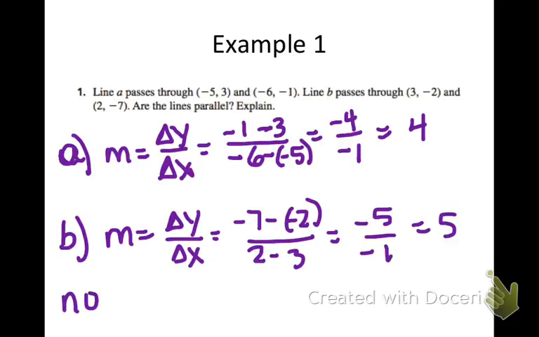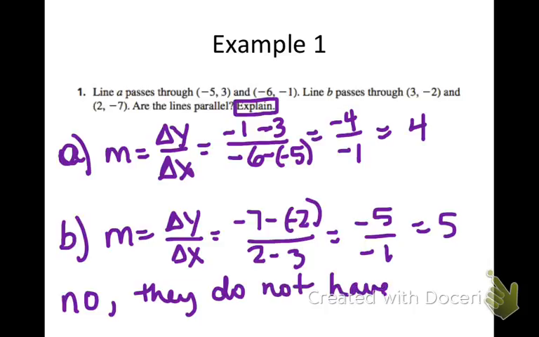So the answer is no. And the reason, because it does say to explain, is they do not have the same slope. If the answer would have been yes, if the slope calculation had been the same, your explanation could be that they do have the same slope.